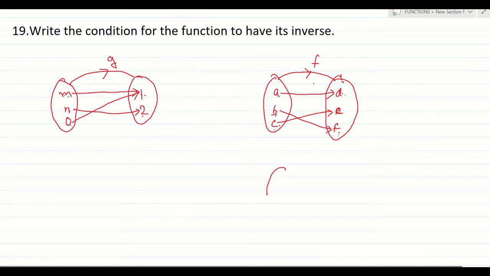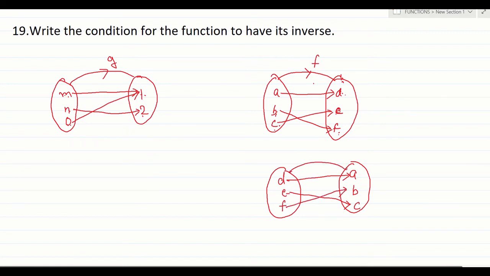So the inverse of this function is obtained by interchanging domain and range, isn't this? So we can write the elements of this set D, E, F over here, and the elements of this set A, B, C over here. Okay, now D is related to A, E is related to C, F is related to B. So we have found F inverse, isn't this?